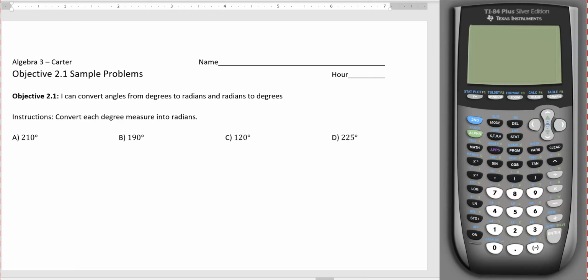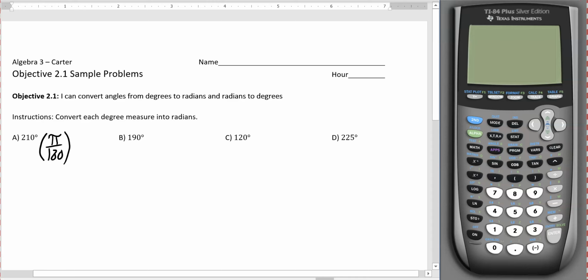Hello! Let's do some sample problems from Objective 2.1, which says I can convert angles from degrees to radians and radians to degrees. So let's start with converting from degrees to radians. Remember, to do that, I multiply by pi over 180.